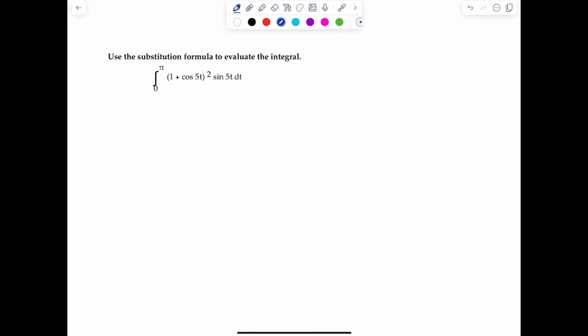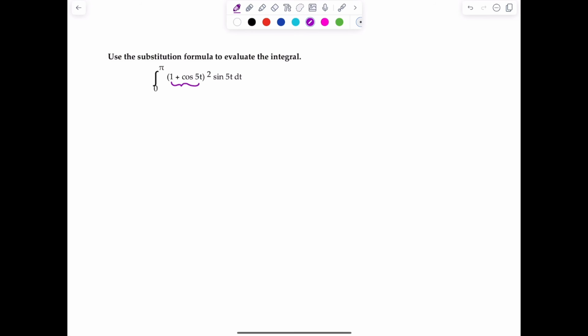Okay, use the substitution formula to evaluate the integral. That's a weird way of saying use u sub. Okay, so we have a definite integral this time. 0 to pi, (1 plus cosine of 5t) squared times sine of 5t dt. So, any guesses what we should let u equal?